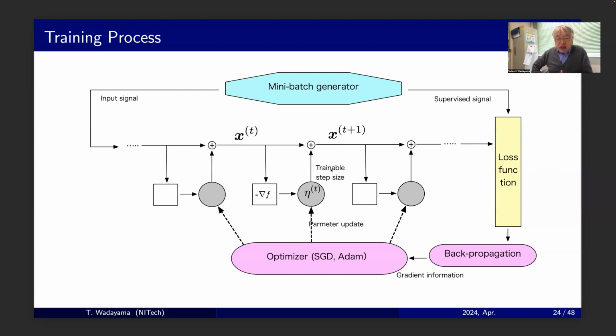The gradient is obtained by using the automatic differentiation mechanism, and the gradient is used for updating the trainable step size parameters. So below the loss function, you can see the back propagation. In this part, we can get the gradient information from each stage. That gradient information is passed to the optimizer, SGD or Adam and so on. And these optimizers update the value of the step size parameters. This is the idea.